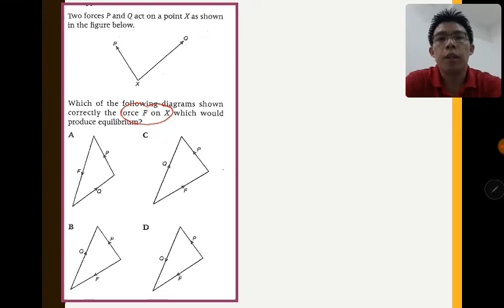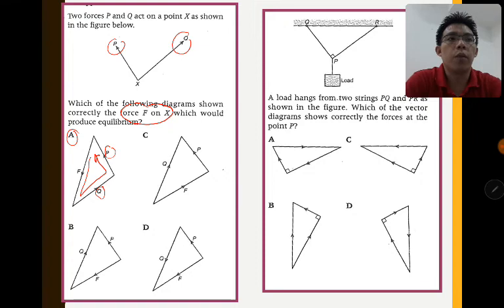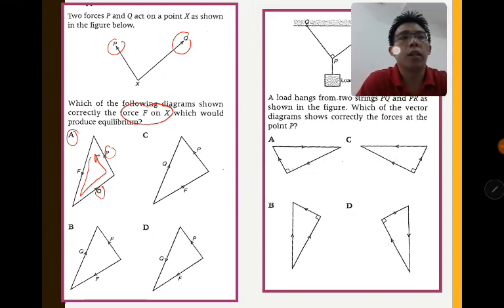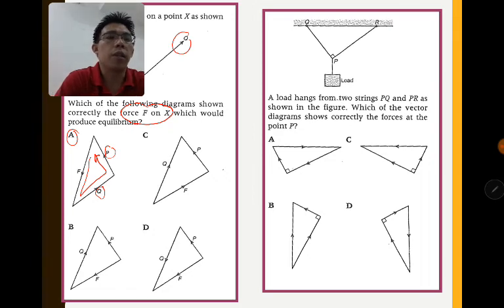Right, the answer should be A, because when you join them, they form a closed polygon in the same direction. But you also have to make sure that P and Q are not different from what is given here. If it's different but forms a closed polygon, it also cannot be accepted, but we don't have such a case here, so don't worry about that. In other cases, you have to verify if there are two polygons that form a closed triangle.